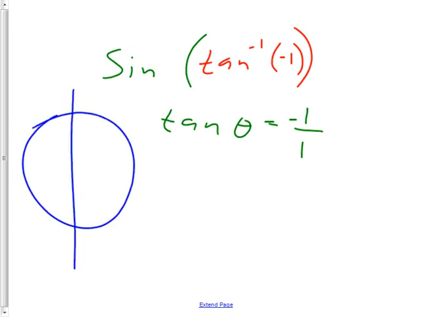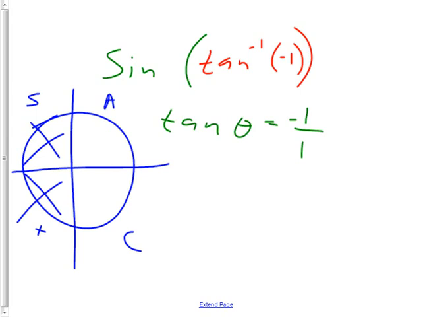Okay, where can inverse tangent work? A, S, T, or C? For inverse tangent, all right, A and C is correct, so it can't be here, can't be here. Good. Okay, now how about tangent? Where can tangent be negative? C, and therefore it can't be A. And now, how many of your groups drew your triangle in the right spot?